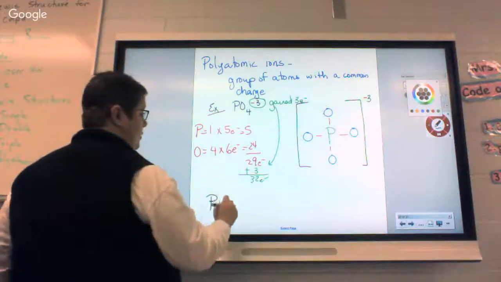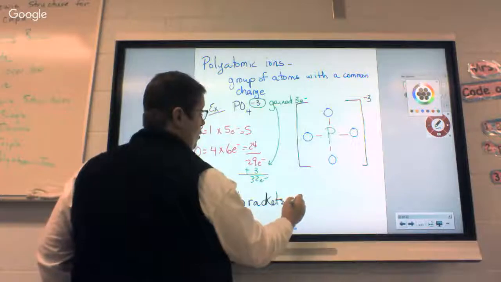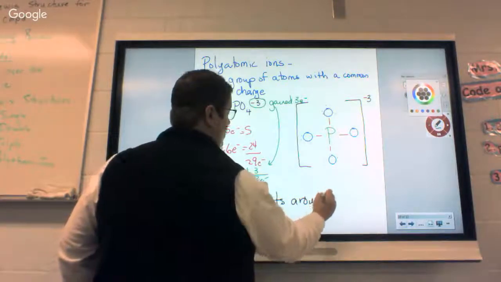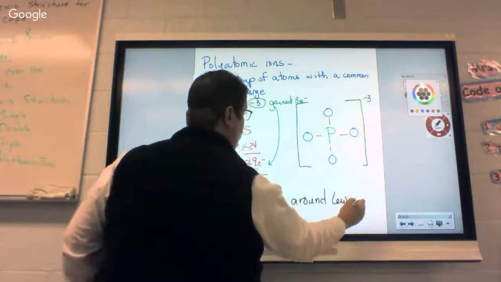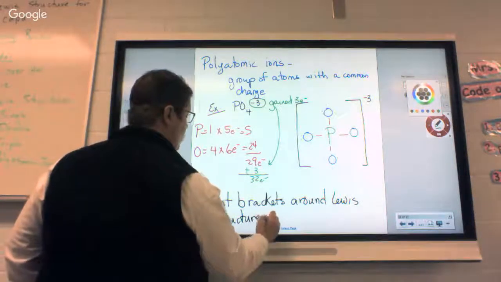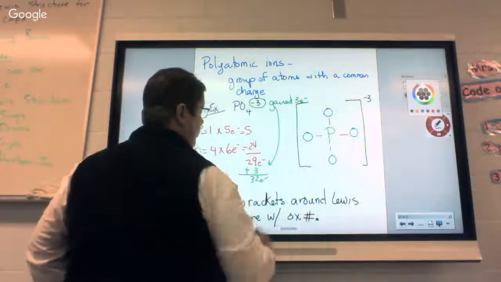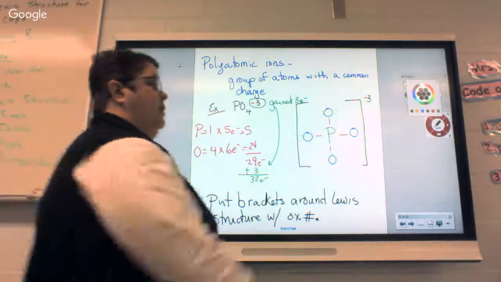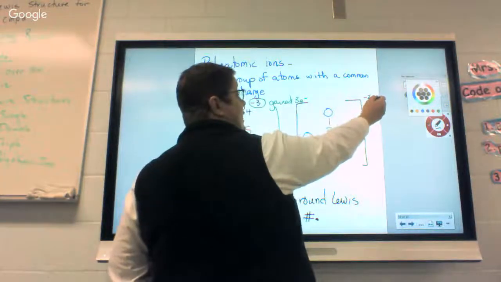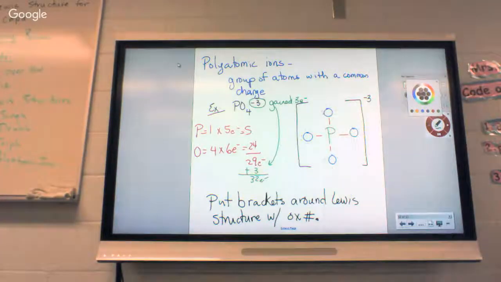All right, put brackets around the Lewis structure with an oxidation number. So you'll notice up here, 3. When people see that, they know that it's a polyatomic ion. The number is what? -3.